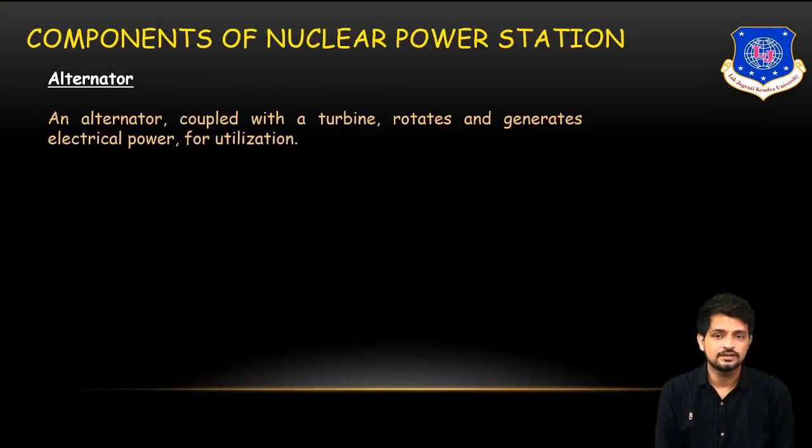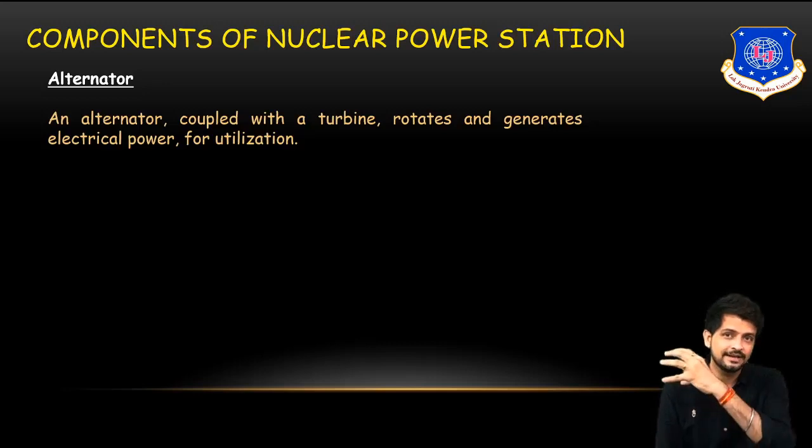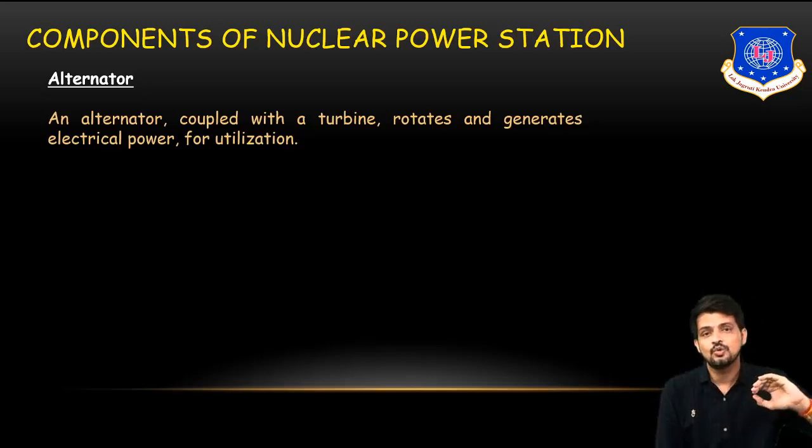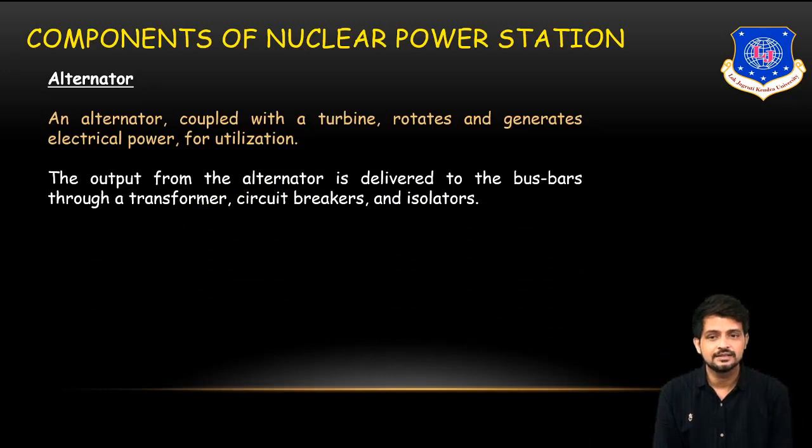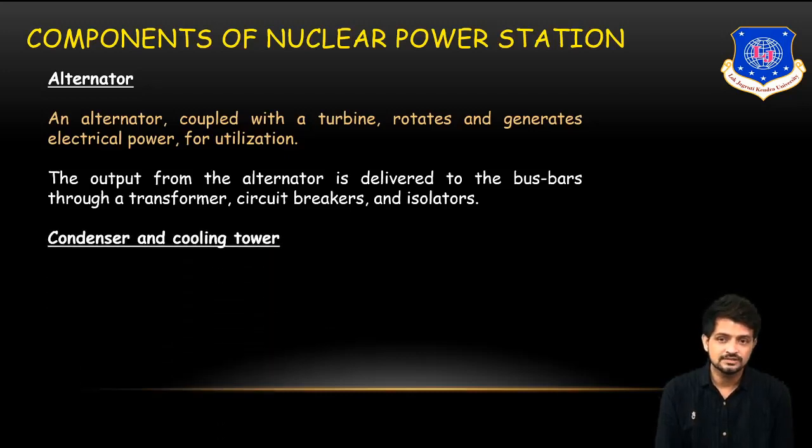Now next is alternator. Now what is the main function of alternator? Alternator is coupled with a turbine. The input that is obtained from the turbine, that is mechanical energy, is used to generate the electrical power. So alternator will convert the incoming mechanical energy to electrical energy for utilization, and this output from the alternator is delivered to the bus bars through a transformer, circuit breaker and isolators, and it is given to the power distribution system. Okay, now what is the function of condenser and cooling tower?